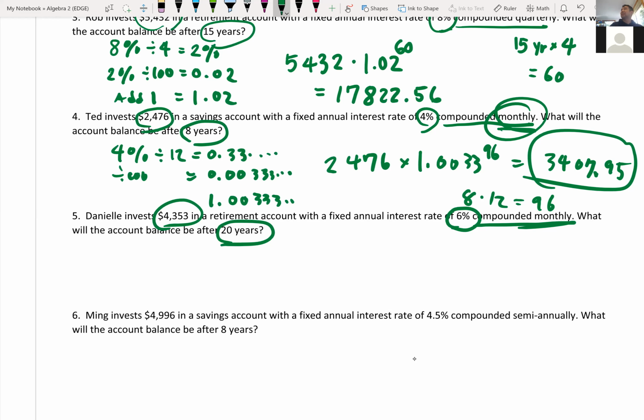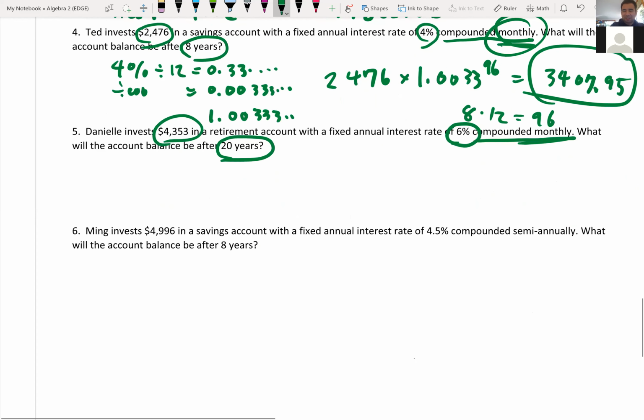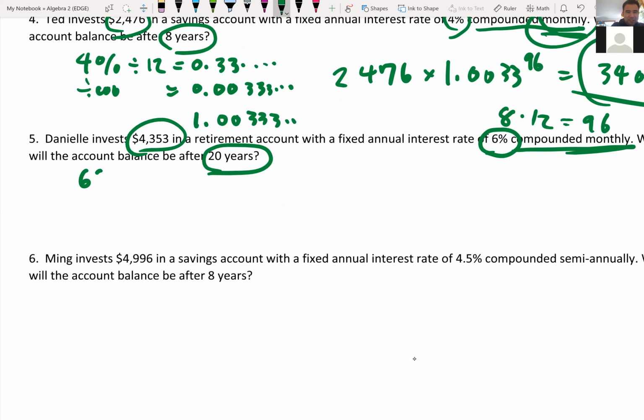All right. Let's get it done. Too much talking. 6%. What do we do? Compounded monthly. So what do we have to do? Divide by 12 again. So what do we get? 0.5%. Remember, it's still a percent. You are receiving half of 1% every month. Second month, another half of a percent. That's 1%. If you keep doing that, you will get 6% for the whole year.